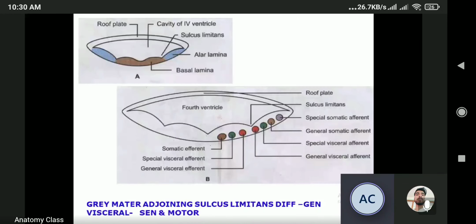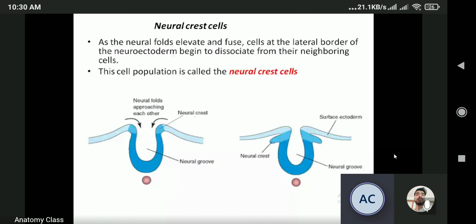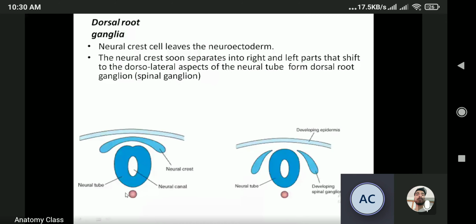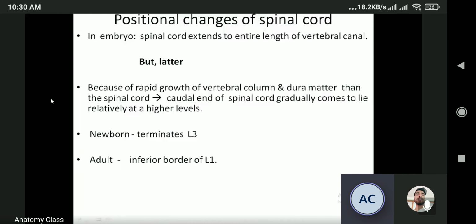After that, it will separate. Neural crest cells will separate from here, and these are the derivatives of neural crest cells. And you have to remember this one also. Position of spinal cord, L3 and L1, and you have to remember why L3 and why L1, because there is a rapid growth of the vertebral column and the dura mater.